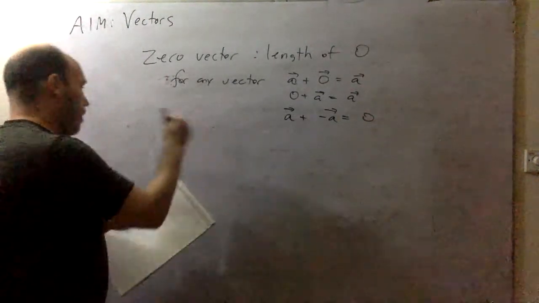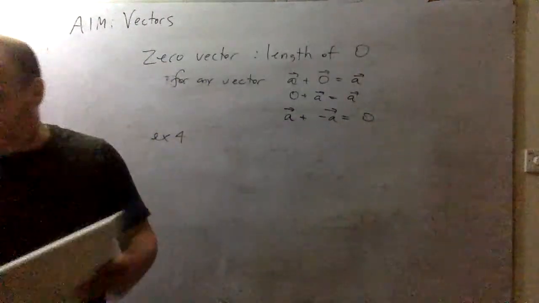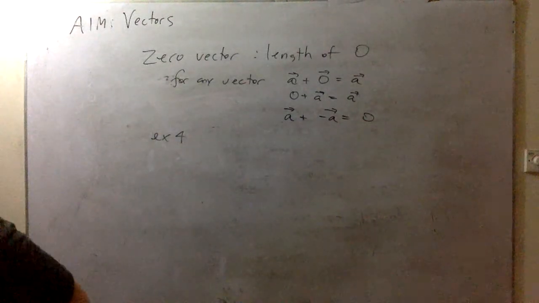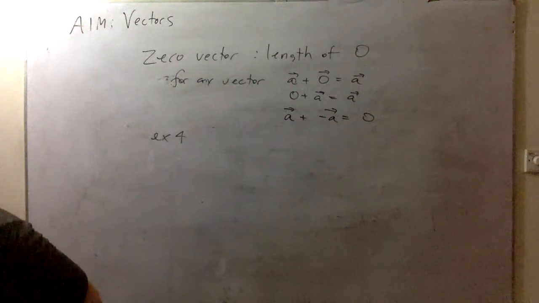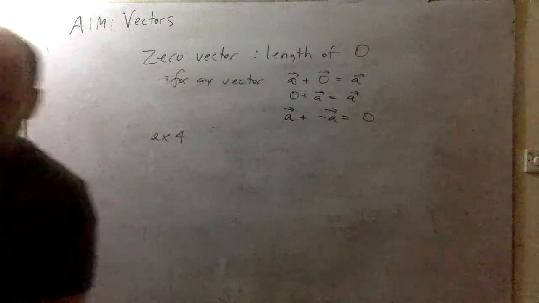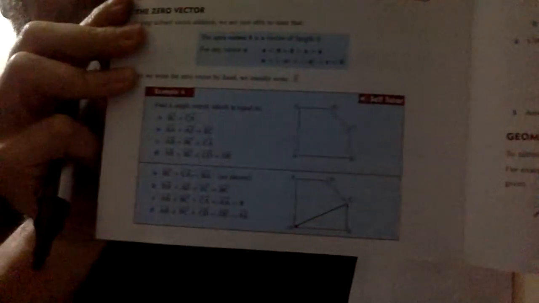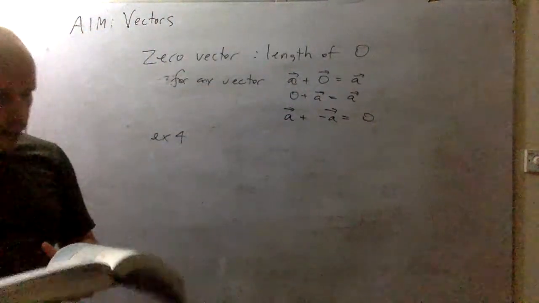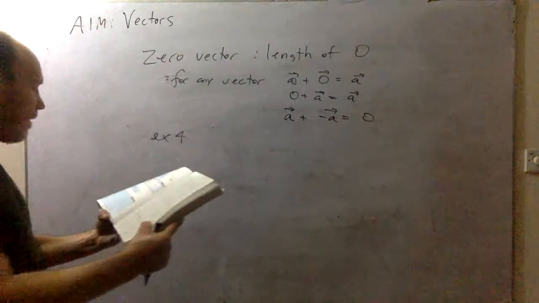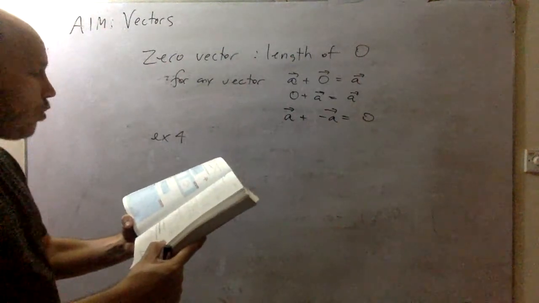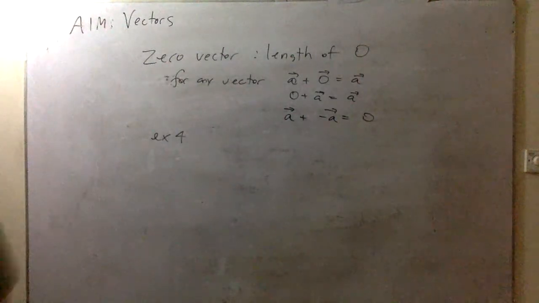Let's see. Example 4. Example 4 in the book. What is example 4? Let's see. So example 4, let's take a look at this. Once again, I'll get it up there. Let's see. Nope, sorry. Here we go.